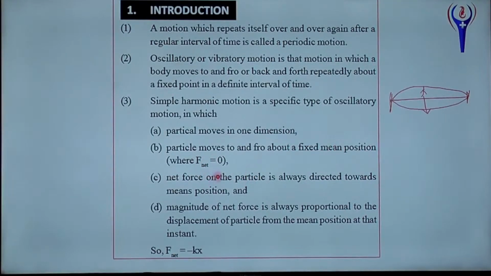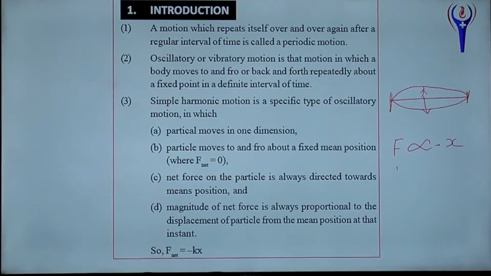Here net force equal to 0. And net force on the particle is always directed towards the mean position. And the magnitude of net force is always proportional to the displacement of the particle from the mean position at that instant. And F net equal to minus kx, that is, F is proportional to x, and the negative sign indicates that force is always acting opposite to the direction of displacement.